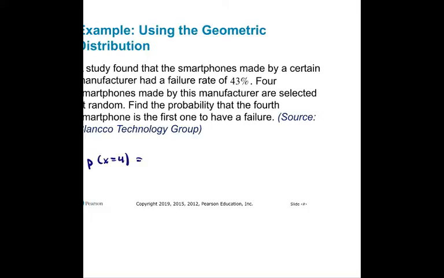What's the probability of success? The failure rate is 43%. I know we're doing it in reverse, because the target here is that we want the first failure to be on the 4th one. That means the first 3 need to be successful and then the 4th one needs to be a failure. So if 43% is the probability of failure, then the probability of success would be 57%, and that needs to occur 3 times before this one.